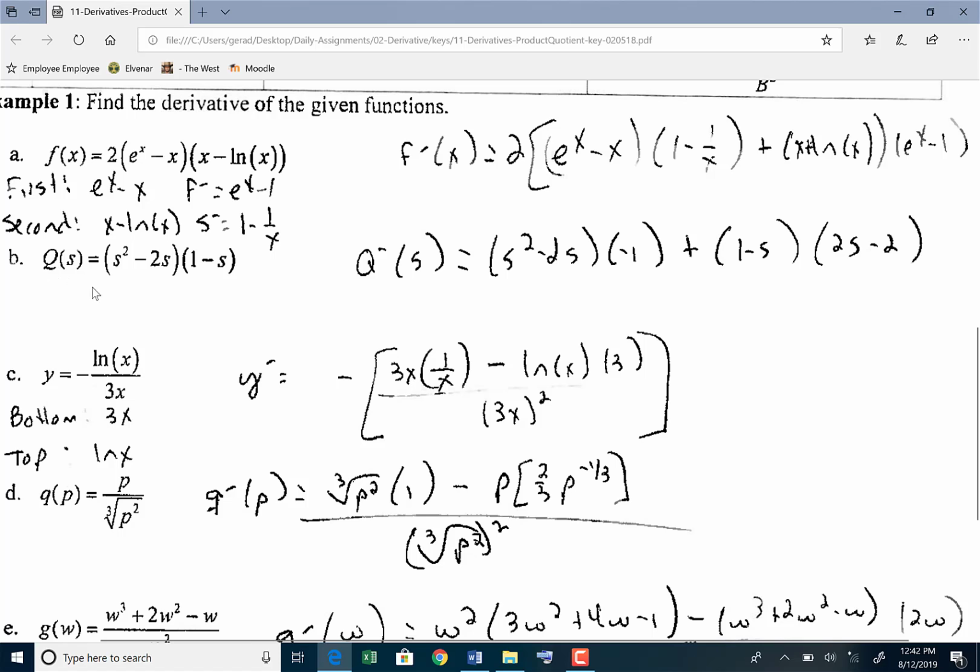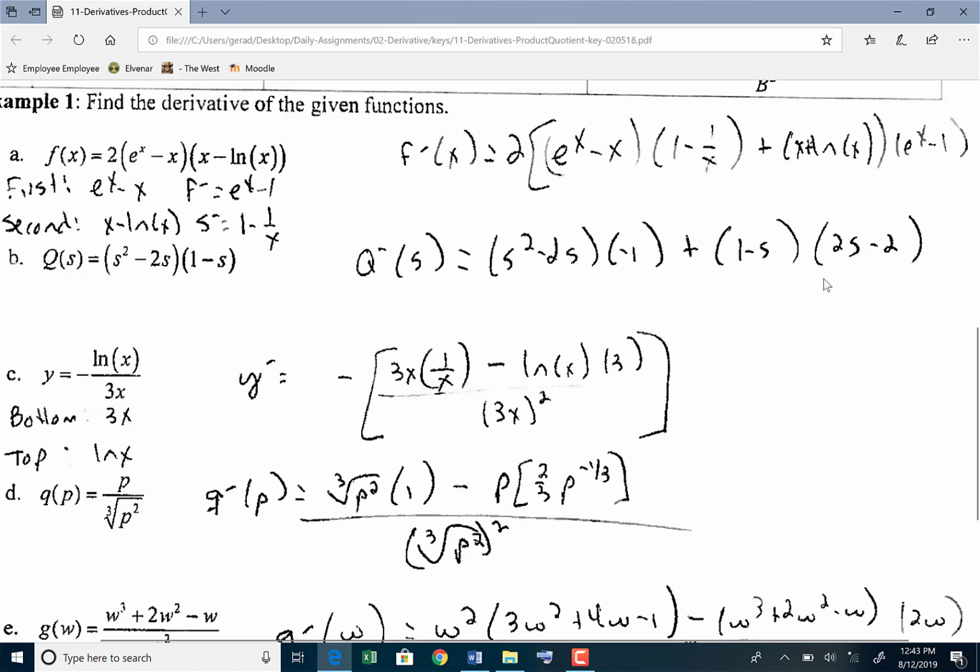Next example, Q of S, another product. In both of these examples, you could FOIL them out, multiply everything. Sometimes that's pretty time consuming, and sometimes it's not easy. So the thing here is to learn the new rules and not try to do the old rules all the time. First function, s squared minus 2s. Second function, 1 minus s. First function stays the same, times derivative of the second, which is just negative 1, plus the second function times the derivative of the first.